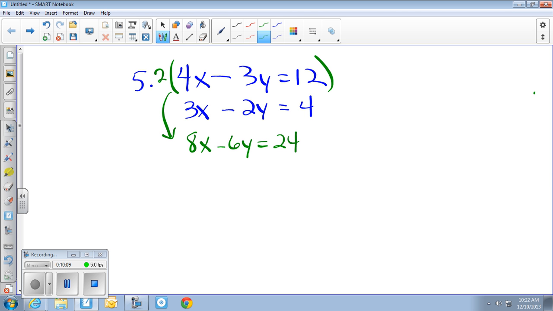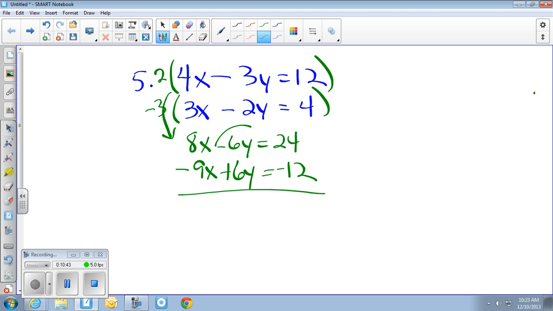Now I need a positive 6y for the second equation. So that means I'm going to have to multiply that negative 2 by a negative 3. So that whole equation needs to be multiplied by a negative 3. Now remember, I'm not really changing the equation. I'm making an equivalent equation that represents the same thing if I multiply everything by that same number. So I end up with a negative 9x, and now a positive 6y equals a negative 12. Now I can eliminate those y's.